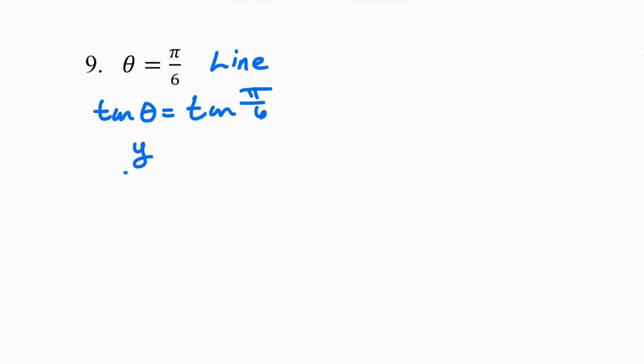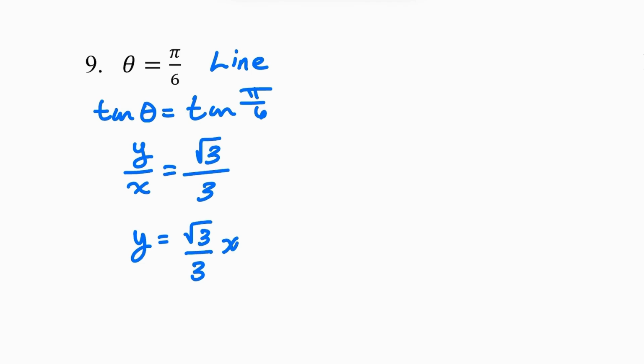So tangent of theta is the same thing as y over x. Tangent of pi over 6 is one of those unit circle questions, or if you want to do tangent of 30, in my head, I remember that as root 3 over 3. So this is a line. The equation of the line should be y equals. So I'm going to multiply both sides by x and end up getting root 3 over 3 x. So y equals root 3 over 3 x is my line.